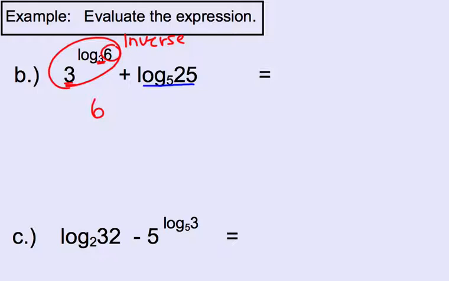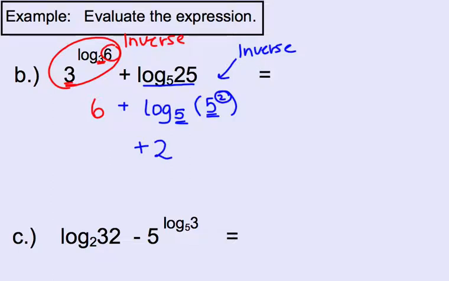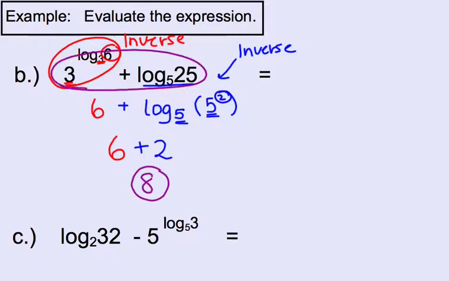It's not inverses yet, but let's think about 25. Can we rewrite 25 as an exponential of the same base? Yes. 5 times 5 is 25. So now we can use the inverse property again and say we have a logarithm base 5, an exponential base 5, so that whole thing becomes a 2. So now we can simplify these two numbers. 6 plus 2, what does it equal? 8. So this whole expression up here simplifies down to the value of 8.